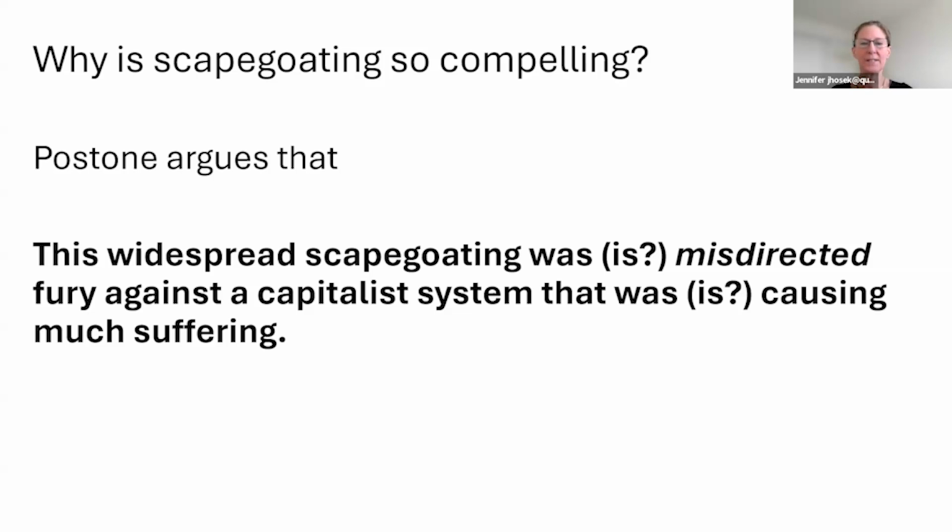And to emphasize again Postone's point about the scapegoating of the Jews, instead of seeing the problem of the larger capitalist system of exploitation and the way that the fury that developed in people because of that system got misdirected elsewhere.